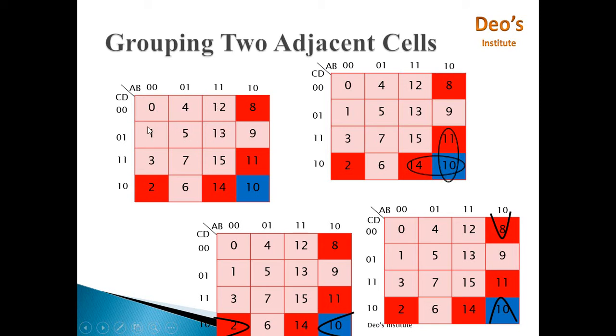5, 13 is possible. 1, 5 is possible. 13, 9 is possible. 5, 7; 7, 3; 7, 15; 7, 6; 6, 4; 2, 6; 14, 10; 11, 10; 9, 11, all this is also possible. Similarly, you can group 8 and 0, 9 and 1, 11 and 3, like that. Or you can group 4, 6, 12, 14, and 8, 10, 0, 2. These groupings are also possible. Only crucial groupings are shown here. The rest you can imagine.